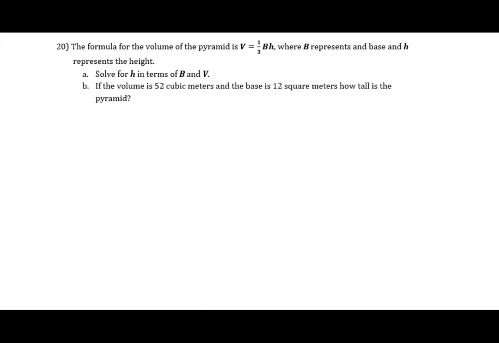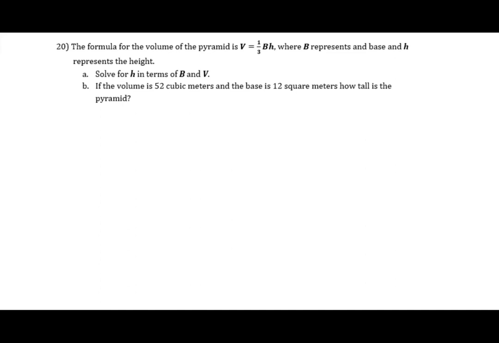This is number 20 on the practice midterm exam. The formula for the volume of a pyramid is V equals 1/3 times the area of the base times the height, where B represents the base, should specifically say the area of the base, and H represents the height. So we have two things to do here. Part A is solve for H in terms of B and V.